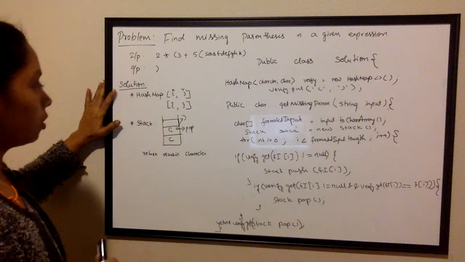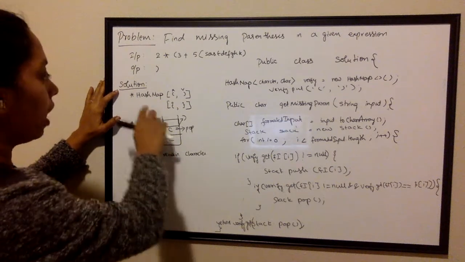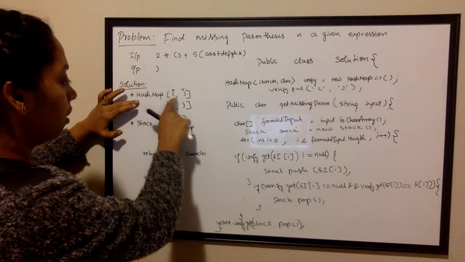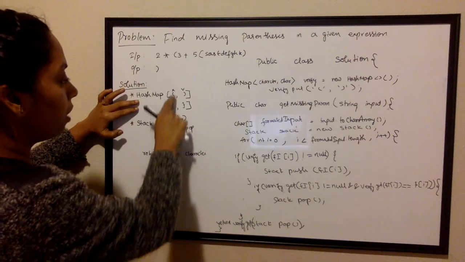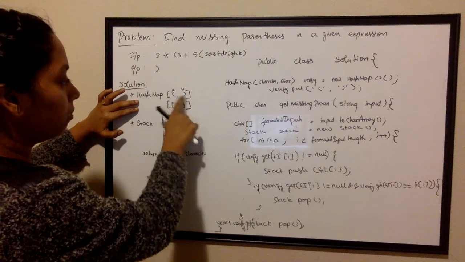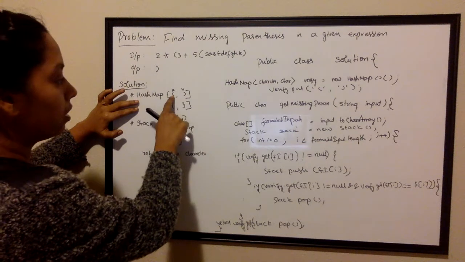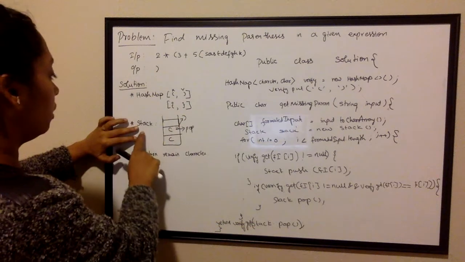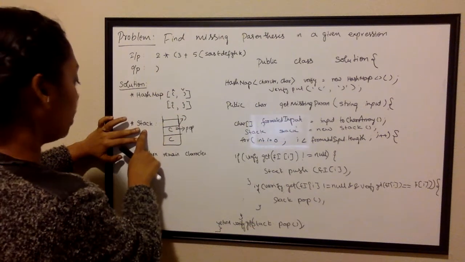For that, the solution I'm going to look for is to have a hash map. In it I'm going to have all the parentheses, maybe a brace or a bracket. What is the correct closing bracket for each one? This is the key and the value. So I'm going to have it in a hash map, and I'm going to use a stack.